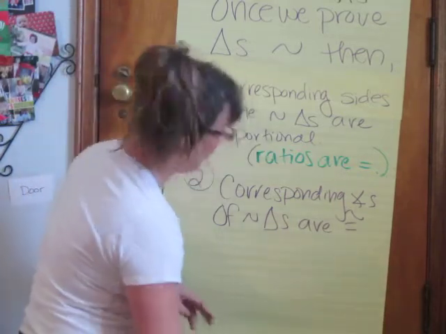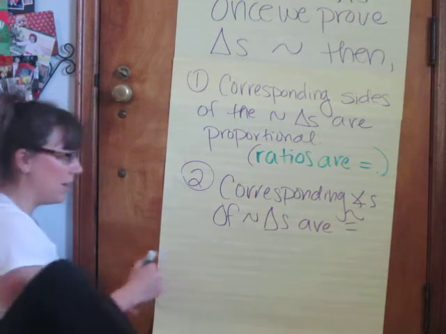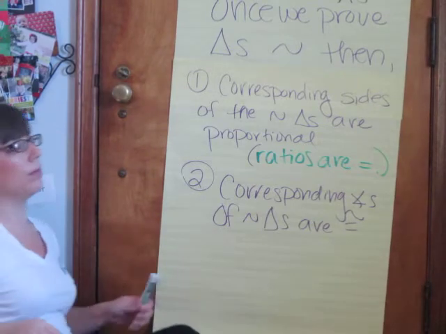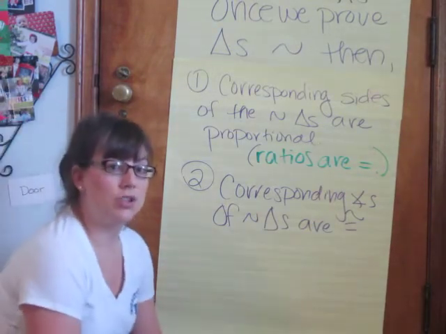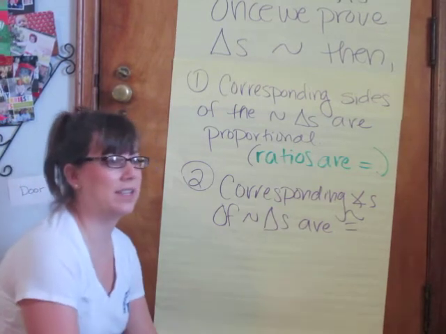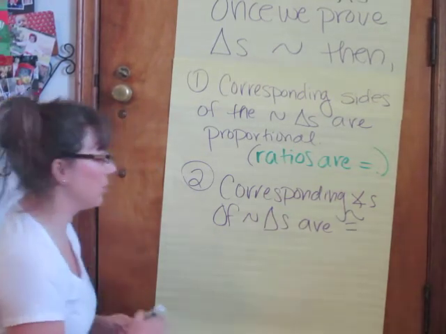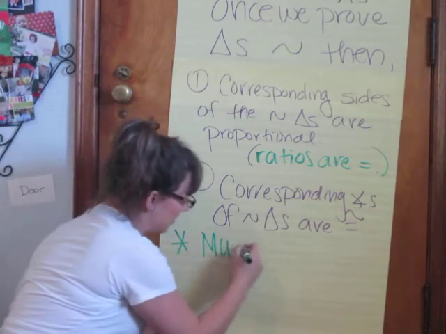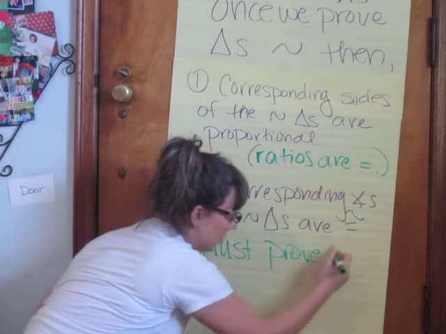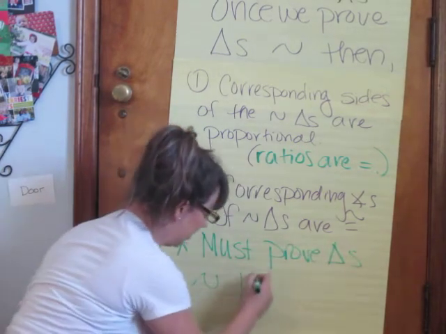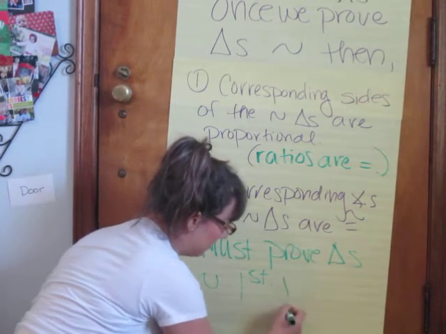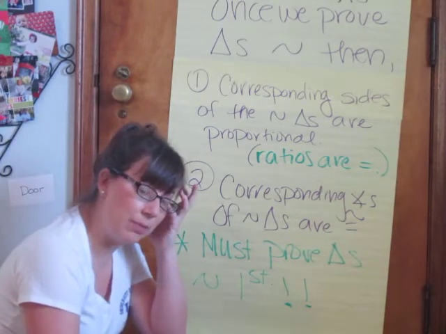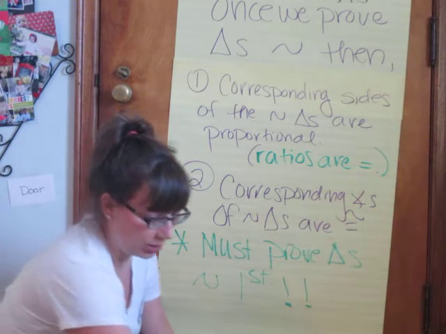Okay? So we use these like CPCTC. What does that mean? If we want to use these like we use CPCTC, we have to first do what? We can't just say, oh, here's 2 triangles and I know these things about them. Just like we can't use CPCTC until we do what? Well, the first thing we have to do is prove that the triangles are similar. So we must prove triangles similar first.